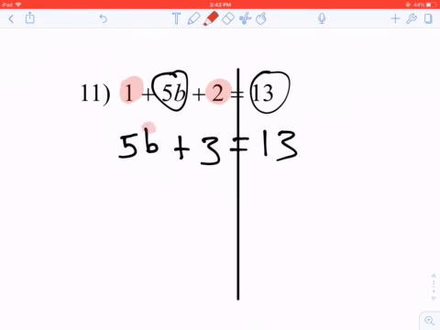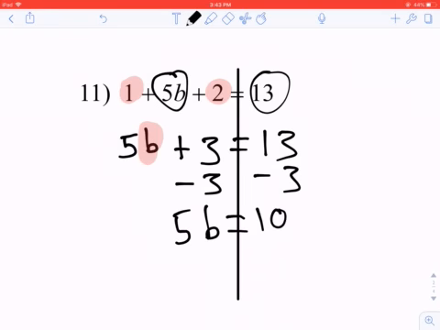We've now created a two-step equation. We always move the term that's adding or subtracting first by doing the opposite. So we are going to subtract 3 from both sides to find that 5b is equal to 10. We'll then divide by 5 on both sides to find that b is equal to 2.